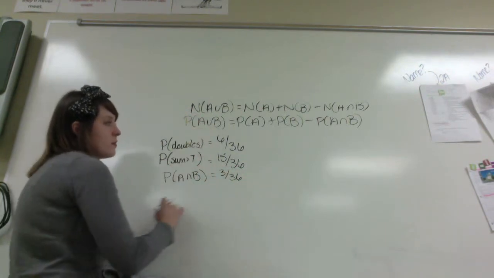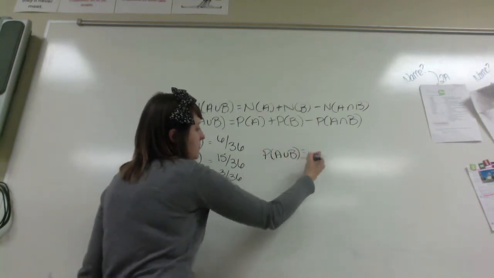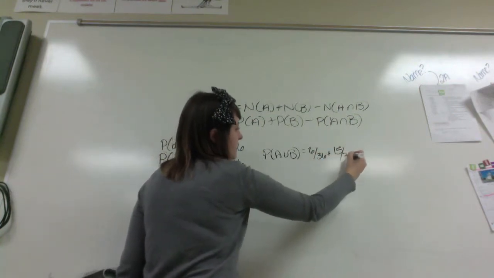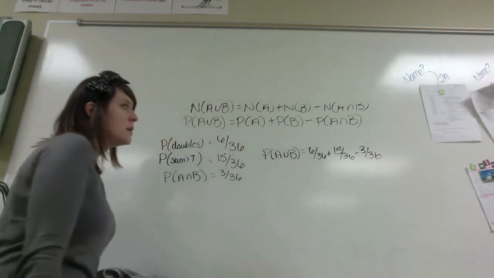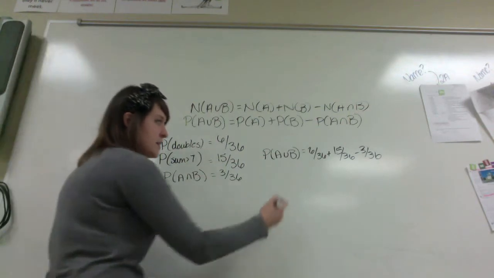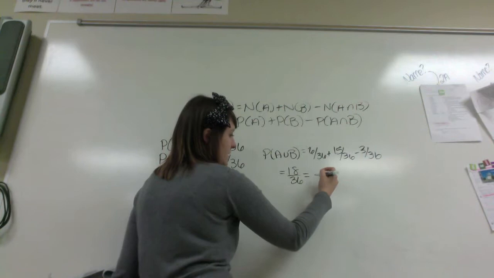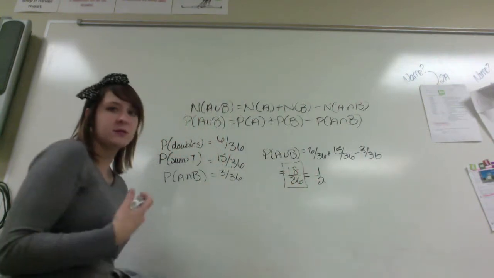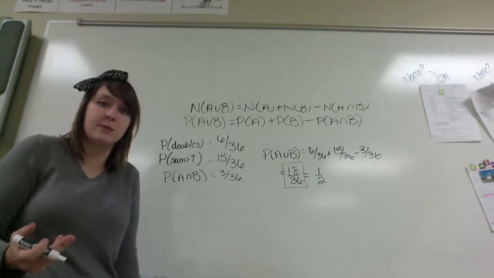So if I apply this formula here, I can say that the union is going to be 6 out of 36 plus 15 out of 36 minus 3 out of 36. So 6 plus 15 gives me 21, minus 3 gives me 18 out of 36, which simplifies down to 1/2. But you can just leave it like this since we're talking about fractions, and sometimes it's nice to know that it was out of 36 possible outcomes.